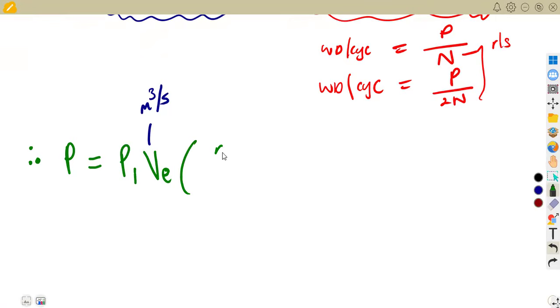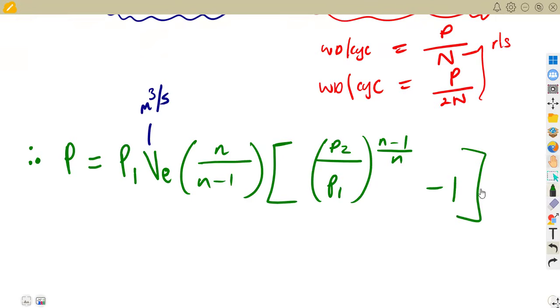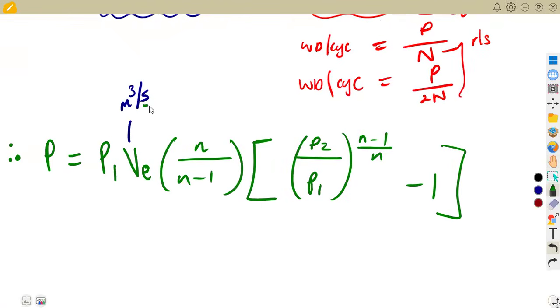So remember, this was n over n minus 1 into P2 over P1 to the exponent of n minus 1 over n, minus 1. This is now power, because of this VE. If it was not there, it would be work done. But the moment there's a per second, it's now work done per second, kilojoules per second, which means kilowatt. You can use that formula straightforward.